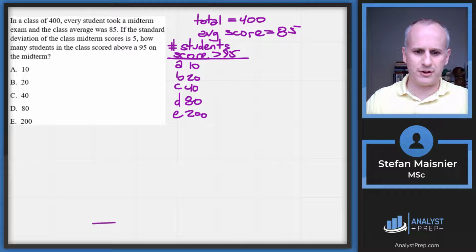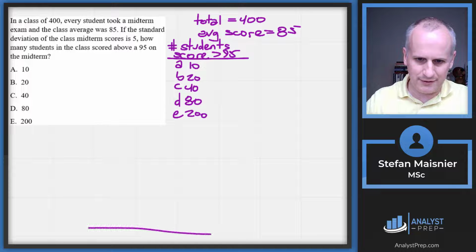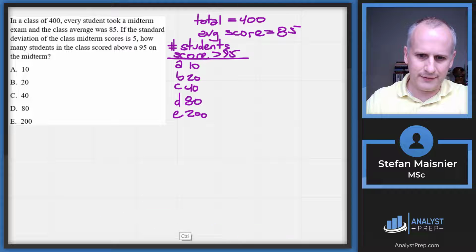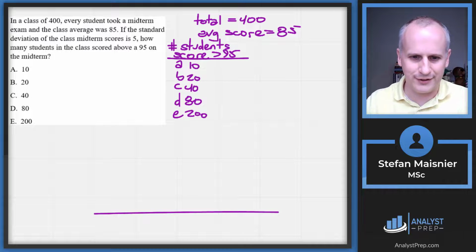So we have to draw that normal distribution curve. Bear with me as I try to draw straight here. Third time's going to be a charm. I can feel it. We'll do one more. Nope. There it goes. Look at that straight line this time around.